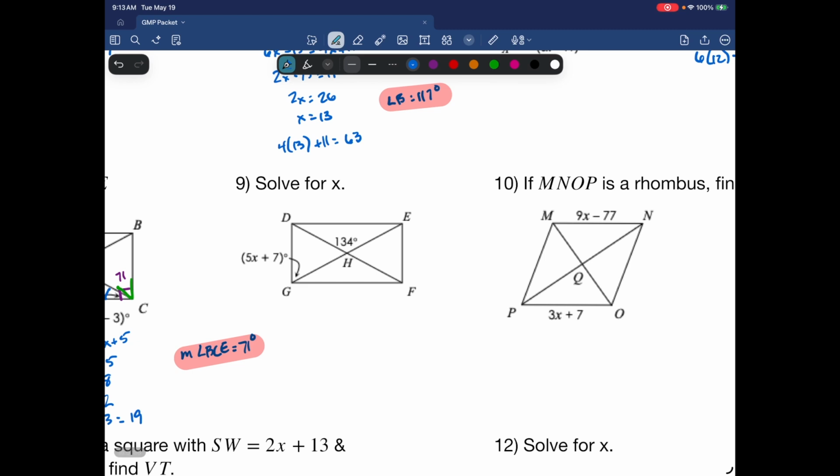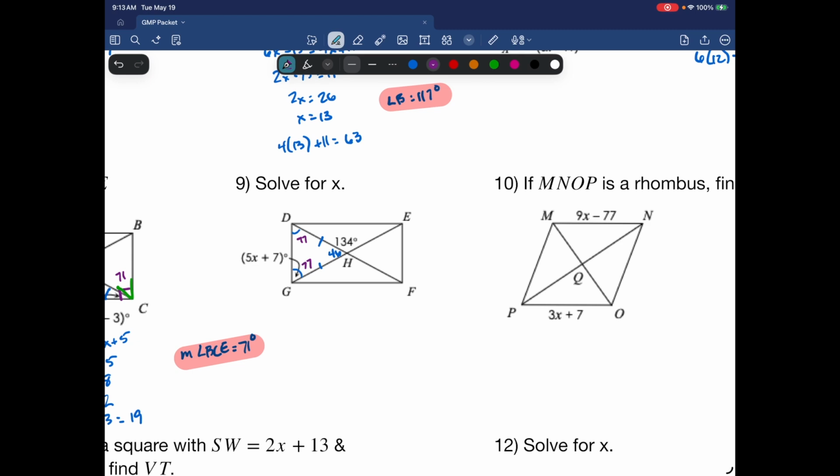On 9, you're dealing with a rectangle, and you have a couple things. First of all, because the diagonals are congruent, I know these 2 sides are congruent. All right, and I know that these 2 angles right here add up to 180. So 134 from 180 is going to be 46. So if this is 46, that means that my base angles are congruent. So this is congruent to this, and so 134 divided by 2 is 77. So this angle is 77, this angle is 77.